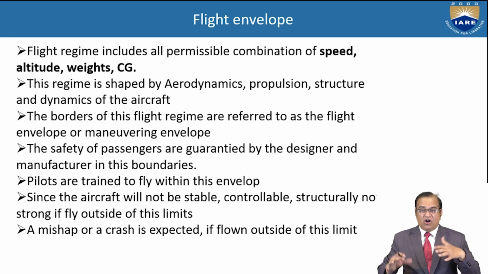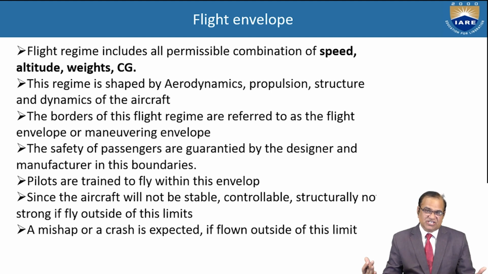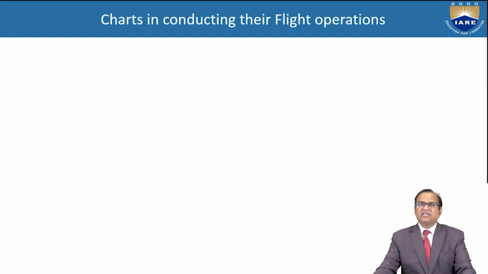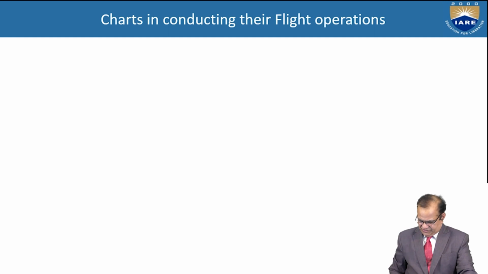So if we fly beyond this envelope, there are chances of accident, there are chances of some failure of the component, failure of the wing, failure of the control surfaces or any stabilizer, horizontal stabilizer, vertical stabilizer, elevator, aileron, rudder. Any of these things may get damaged if we fly beyond this capacity.